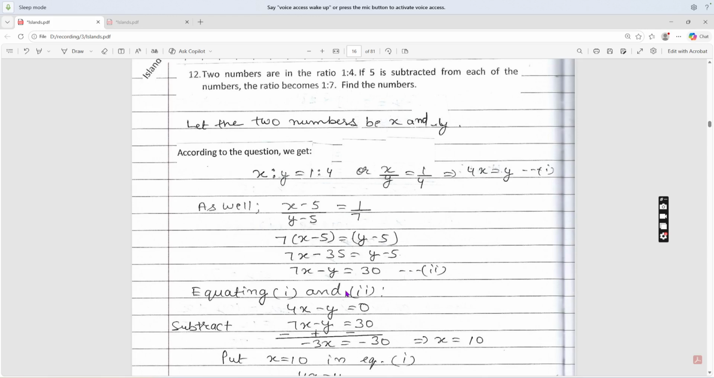Now we are going to operate these two equations, 1 and 2. What is the first equation? 4x minus y is equal to 0, as I told you from here.